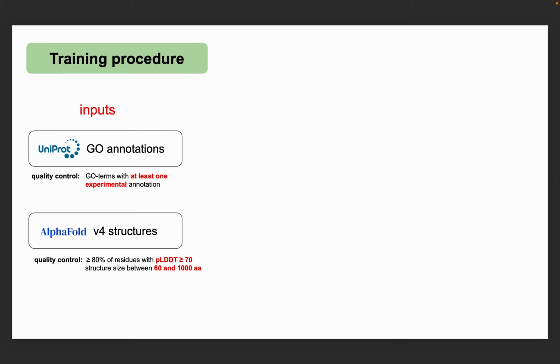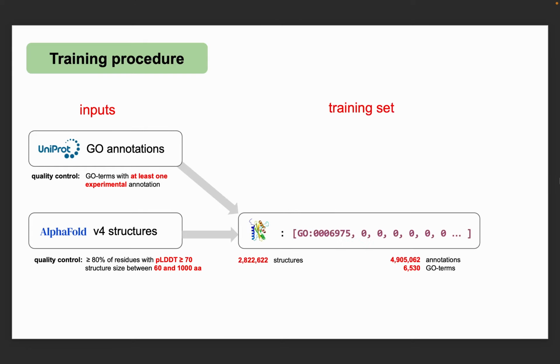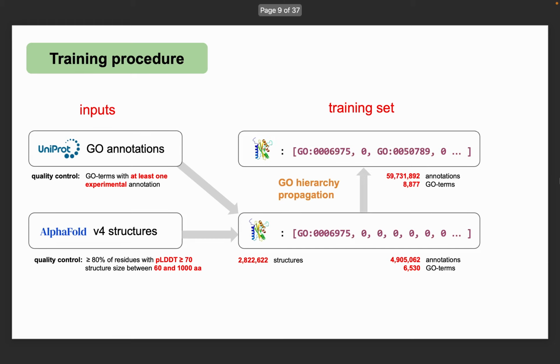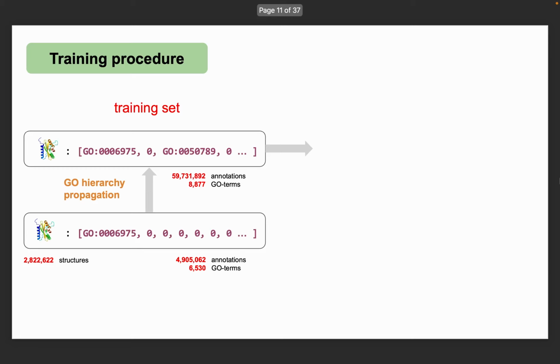So we use two inputs: gene ontology annotations of UniProt, where each GO term needs to have at least one experimental annotation to be considered, and high-quality predictions from AlphaFold. Then each structure is annotated by a GO term vector. We also use GO hierarchy propagation to increase the number of annotations. Thanks to that, almost 3 million structures are annotated by almost 60 million annotations. And then we use this as a training set.